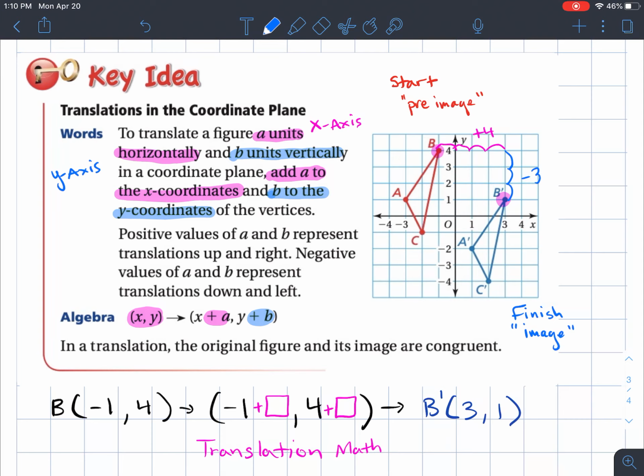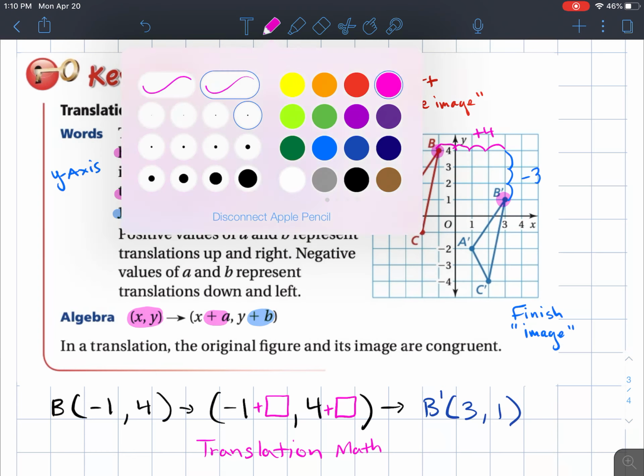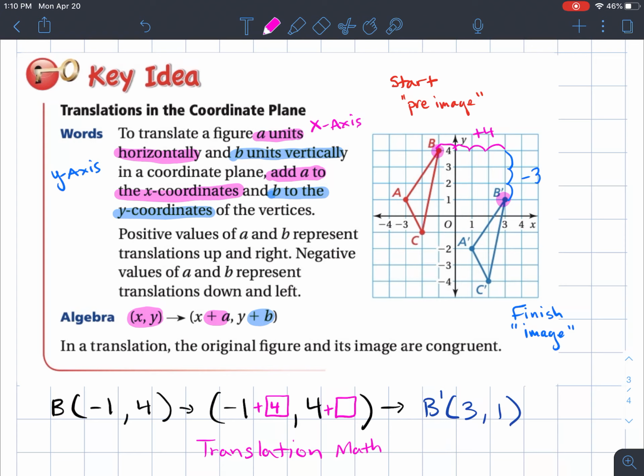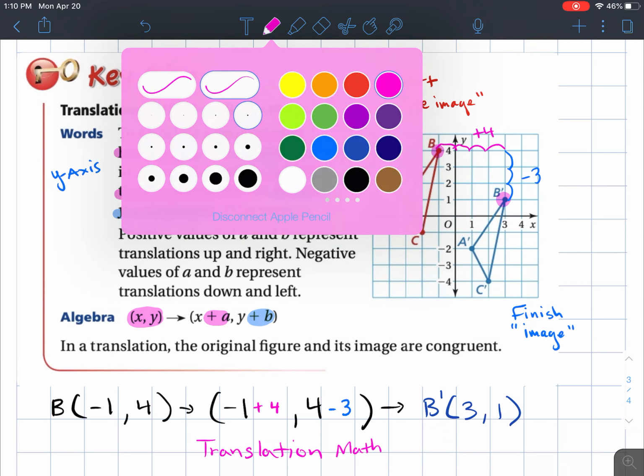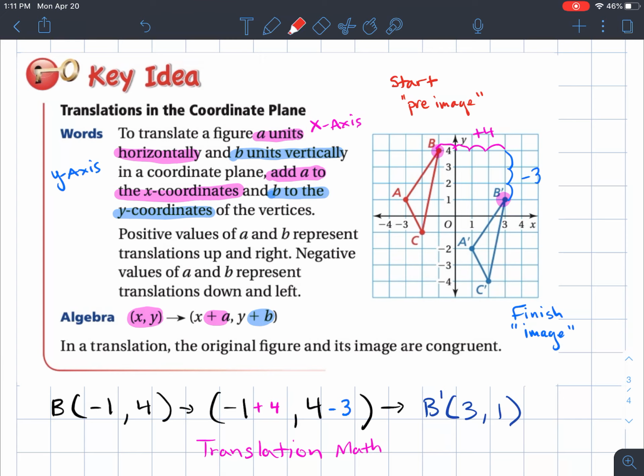So for coordinate B, originally, it's at negative 1 and positive 4. To the x, we added 4. To the y, we subtracted 3. And where do we end up? Well, what is negative 1 plus 4? That's 3. What is 4 minus 3? That's 1. And you could do the same movements to all the other points to translate them or slide them to their new shape. So it's to the right 4 and down 3.